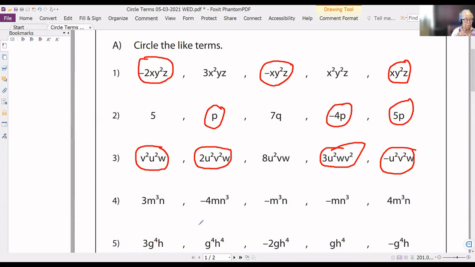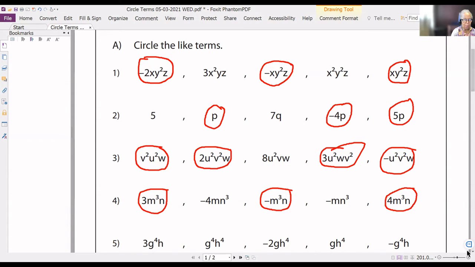Number 4, what looks alike? M to the third N, M to the third N, M to the third N. So those are the same variables with the same power.